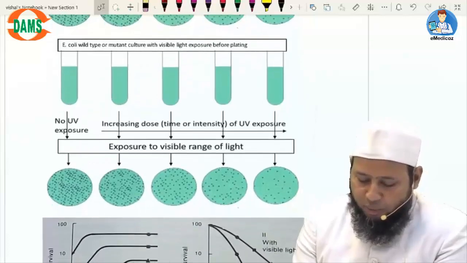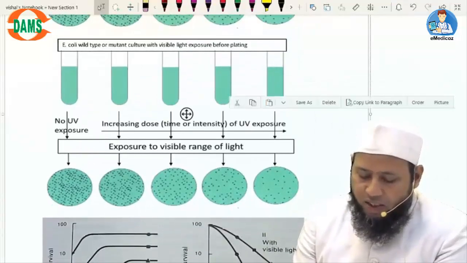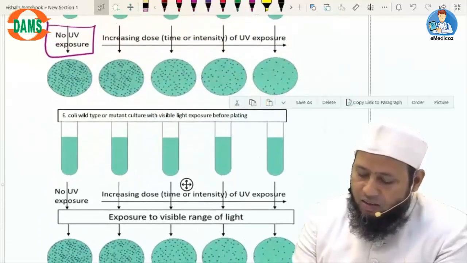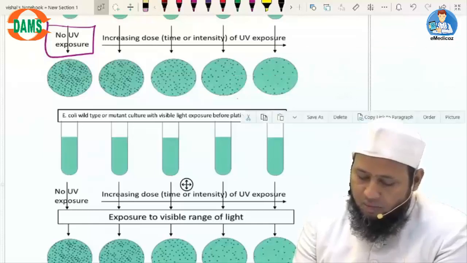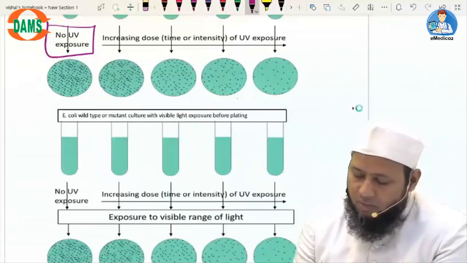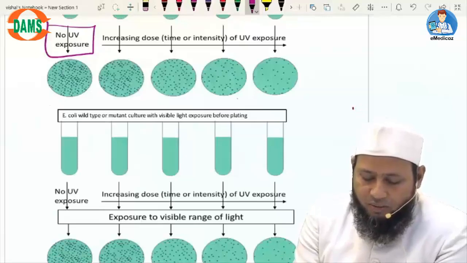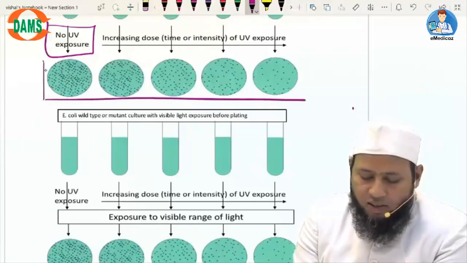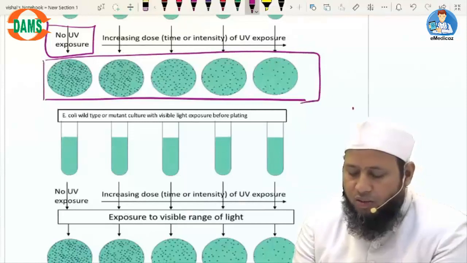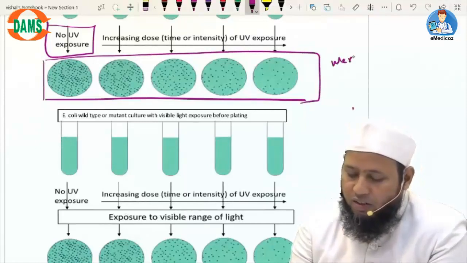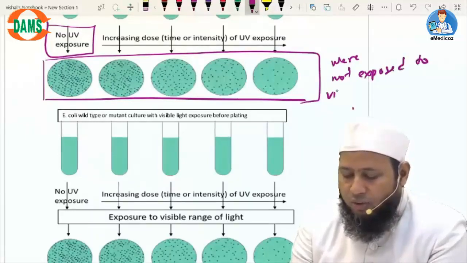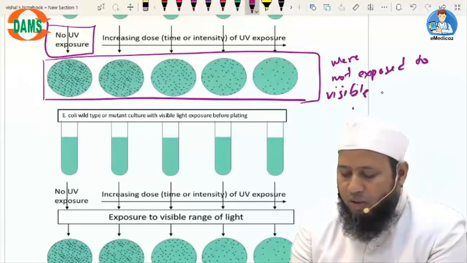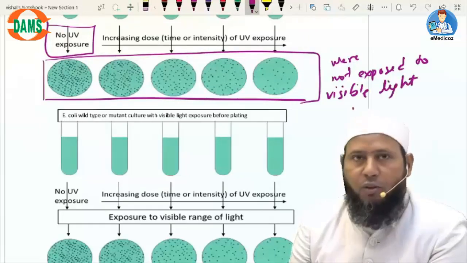So in the next experiment, what they did, all these cells after this UV exposure were not exposed to visible light.